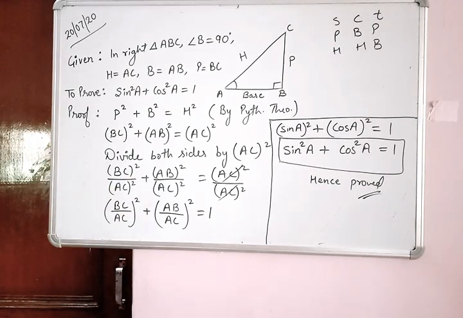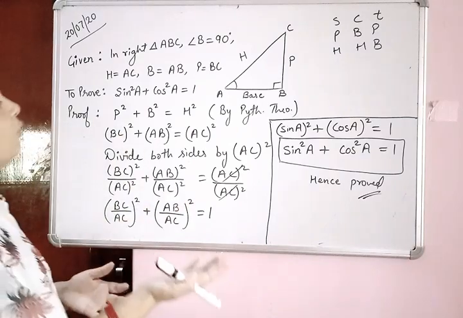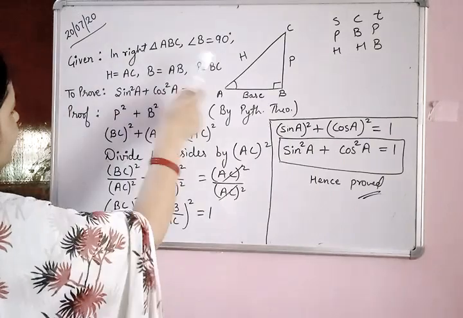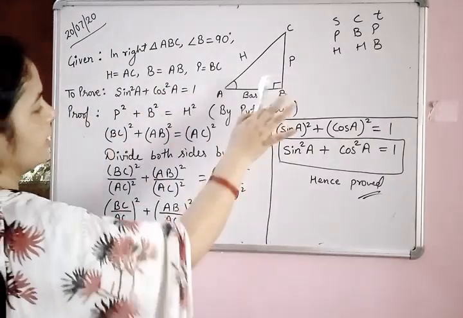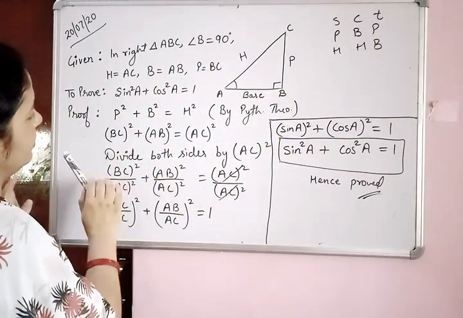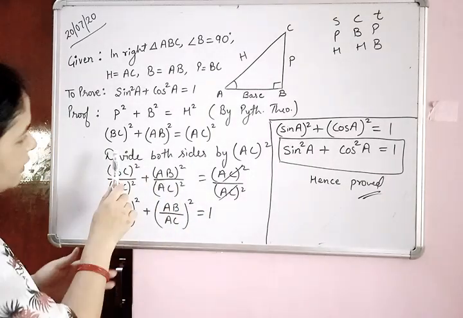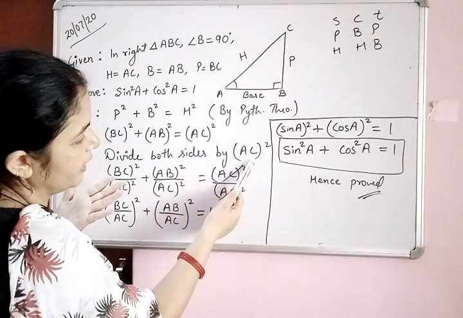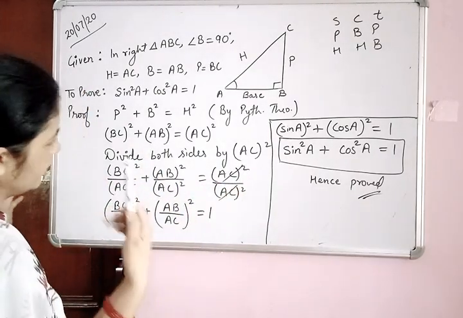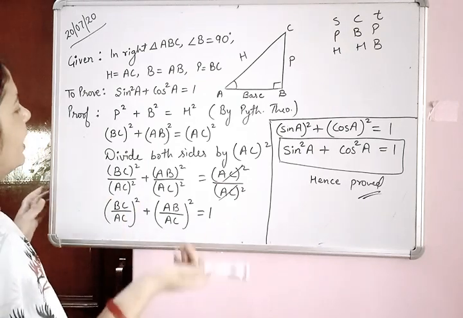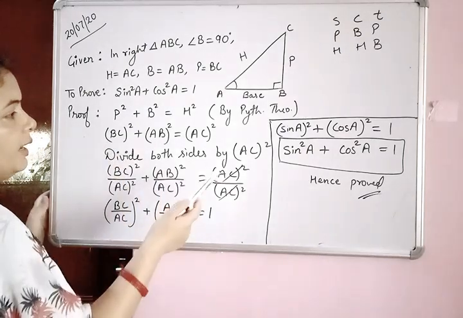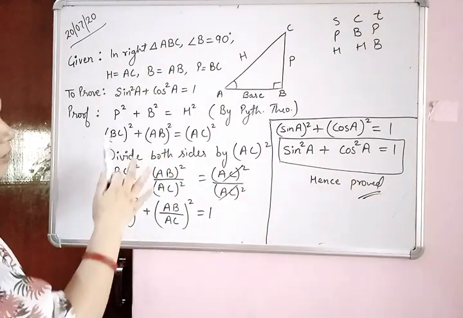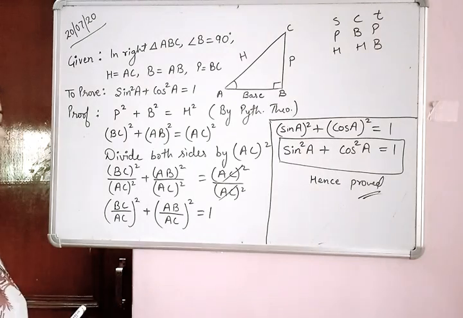If you want to give the proof of the second and third identity, then what you have to do? Given is same, to prove will be changed. Figure is same. Equation of Pythagoras theorem will be same. Just you have to divide both sides by, suppose here I have divided by AC whole square. In the other two identities, you have to divide by BC whole square and AB whole square. So, by this you can prove the other identities also.